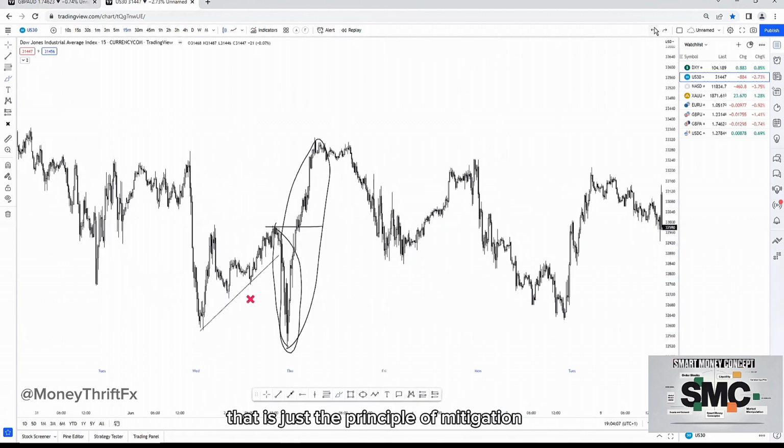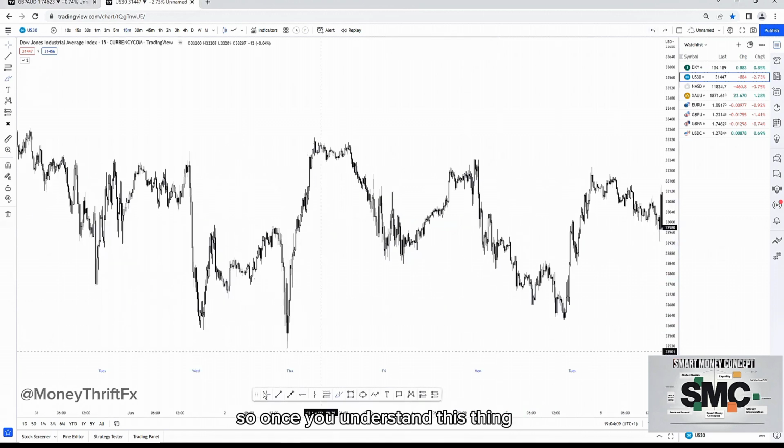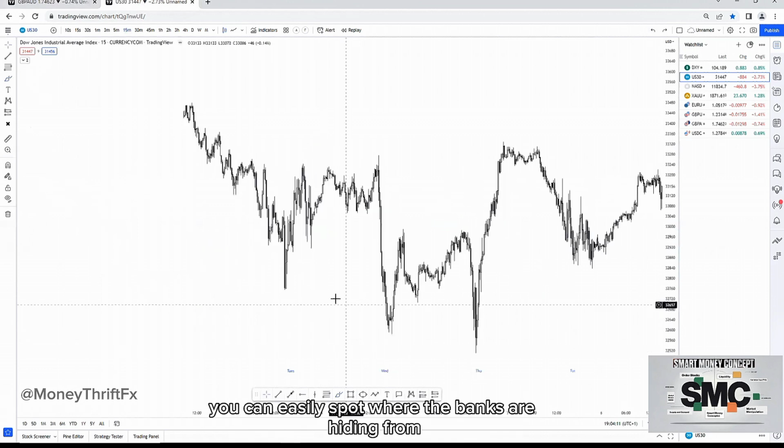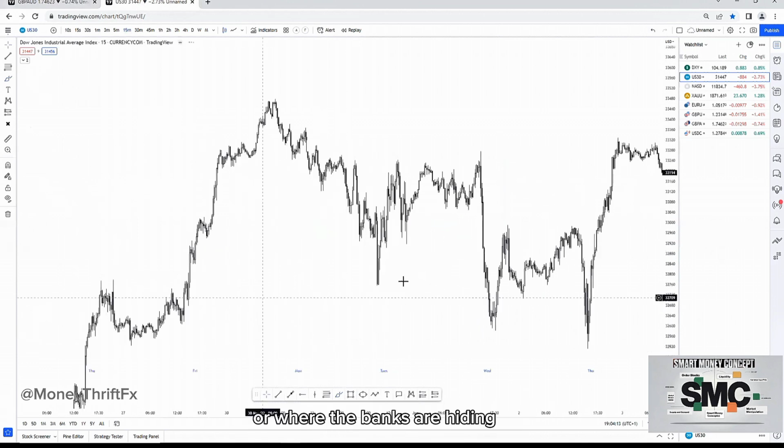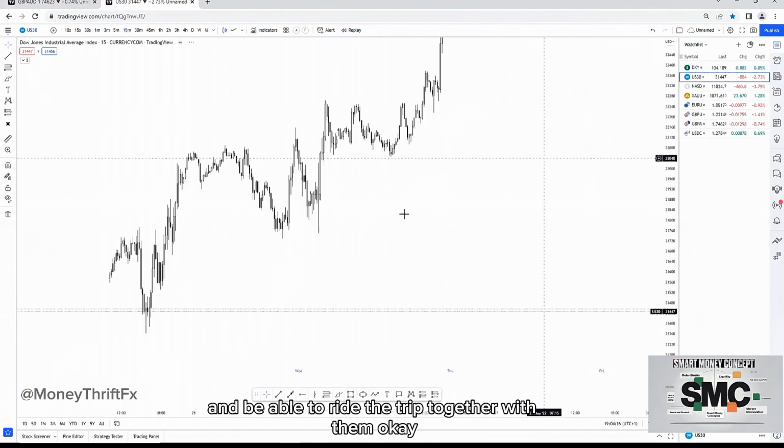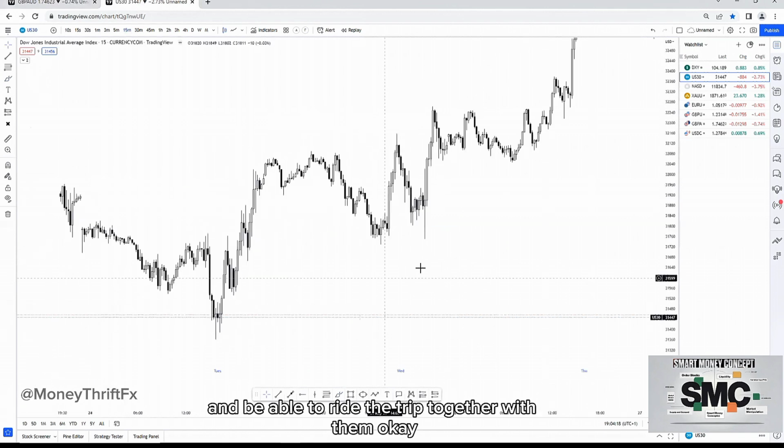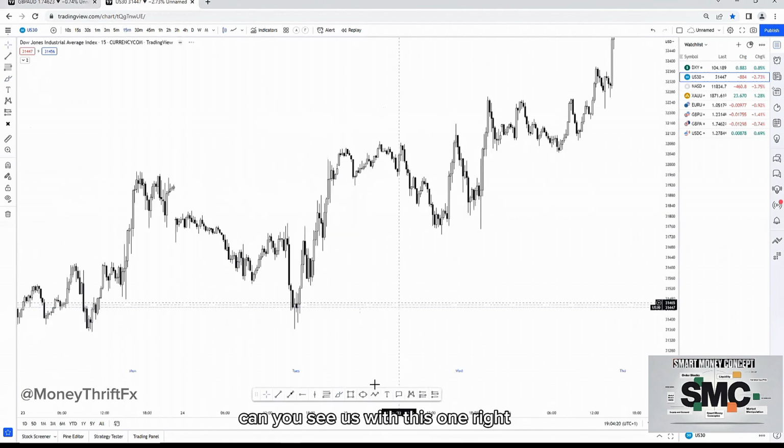So that is just the principle of mitigation. Once you understand this, you can easily spot where the banks are hiding and be able to ride the trade together with them. Okay? As little as all those things are, can you see this one also?